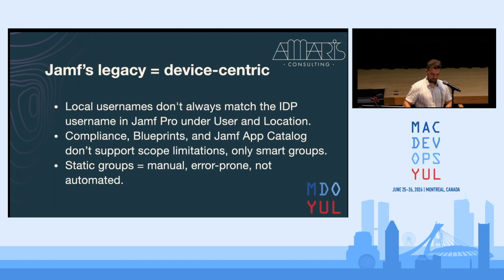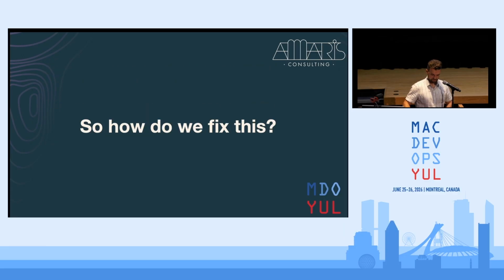Up until a few months ago, it was pretty complicated to do this. You had to, for example, have the local username on the Mac match the one under user and location of a Mac, and also compliance, blueprints, and Jamf app catalog did not work with scope limitations, which was the solution back then. But since then, there's been a lot of new features.